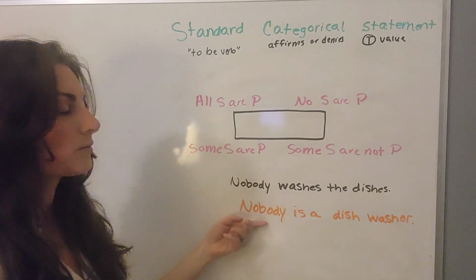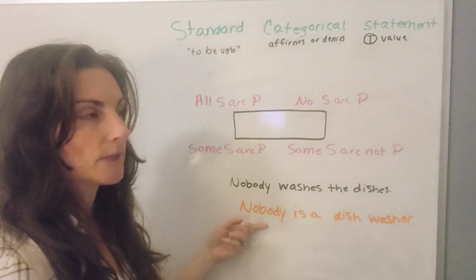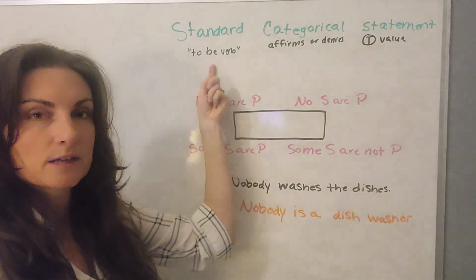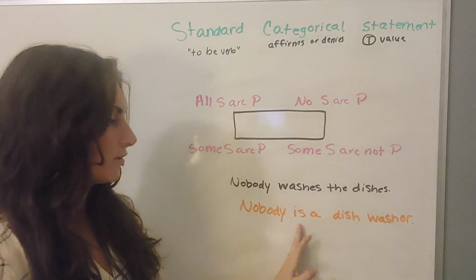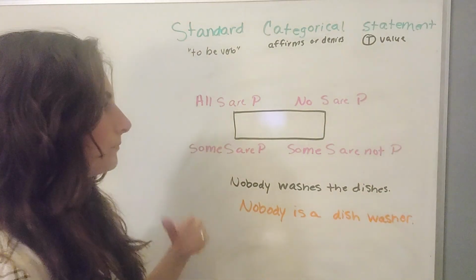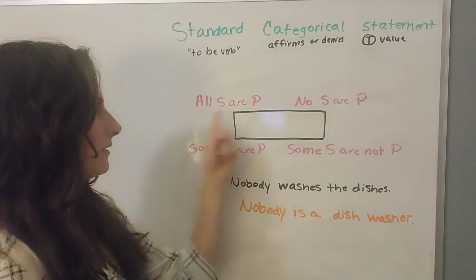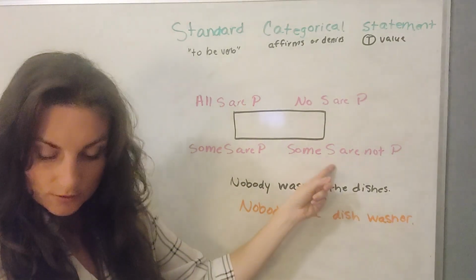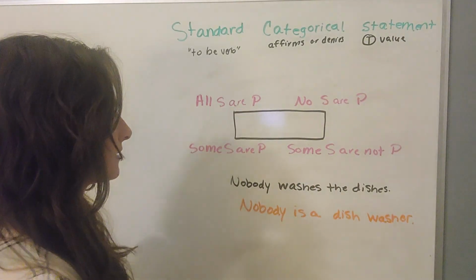This is where we got to in the last lesson. So this will just be a standard statement. It has a to be verb there, but we have to get it into categorical statement. So the categorical statements, these are our only options here. So we're going to have to figure out which one this is talking about.